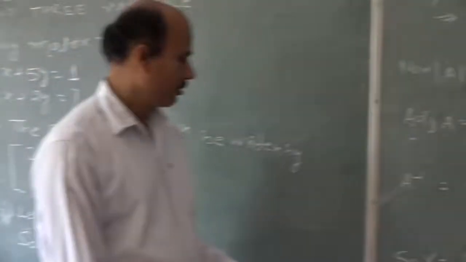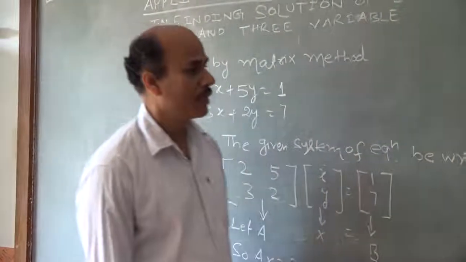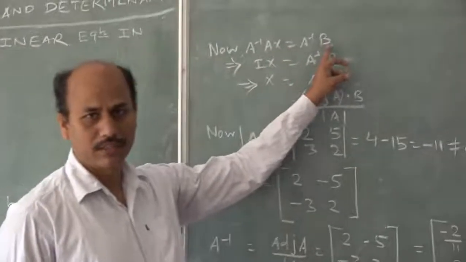Now what next you have to do: in this equation A X equal to B, you have to multiply both sides by A inverse.